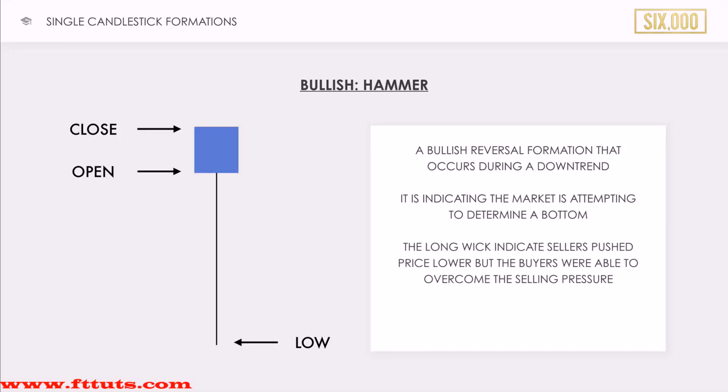So the long wick indicates sellers pushed price lower, but the buyers were able to overcome the selling pressure. So basically, the buyers overcame the selling pressure and they regained control. Of course, the price opened very high and it just dropped. And that's what created our low price way down the bottom there. And that's what gives it this very distinct appearance of the hammer candle. But buyers regained control and they managed to push price back up above the open price, and it closed as a bullish hammer candle. So again, the candlesticks that follow this formation are paramount.